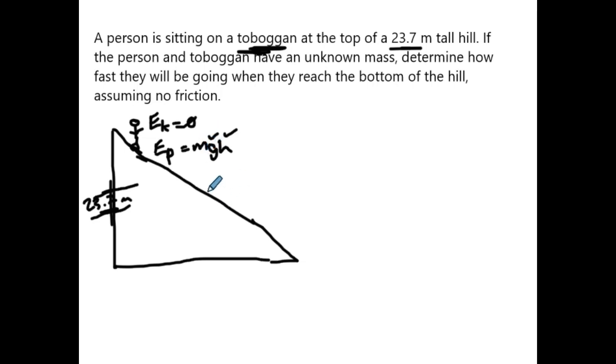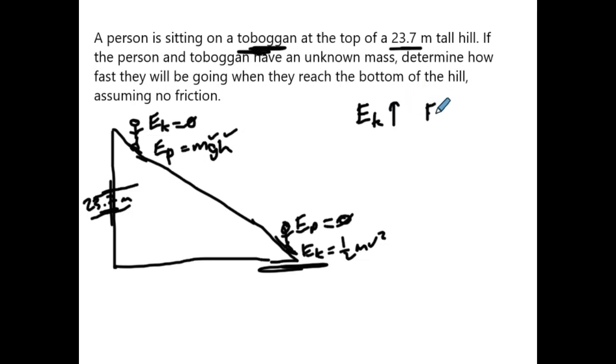But here's why this won't matter when we use energy conservation. When they get down to the bottom of the hill, this snowboarder, tobogganer, or skier at the bottom of the hill will have no potential energy because they're now at ground level, but what they will have is kinetic energy. Kinetic energy is equal to 1/2 mv squared. What's really happening is that as your kinetic energy is increasing, it is coming at the cost of your potential energy decreasing. As one goes up, the other must go down.